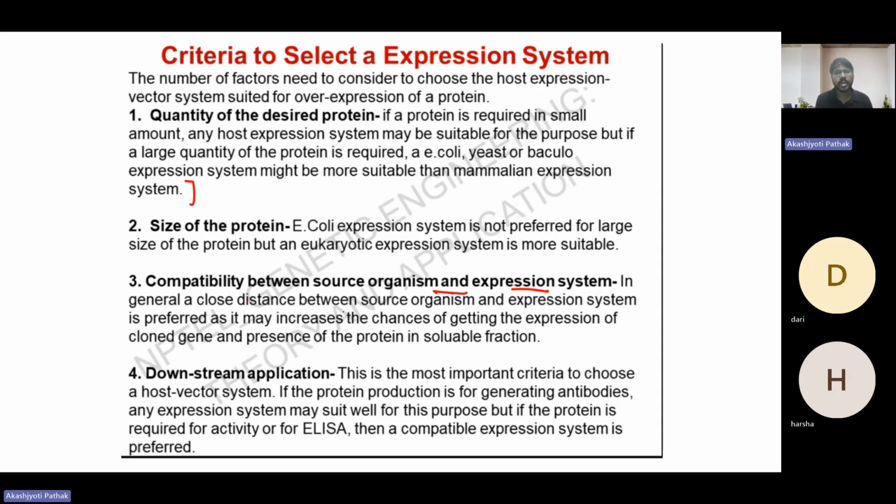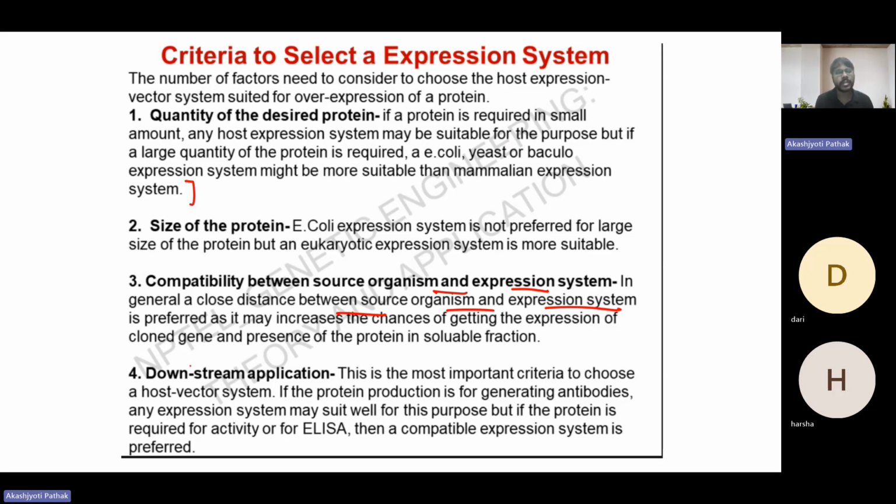Okay, so in general, there should be a close distance between source organism and expression system. That is what I was explaining. If you have a bacterial protein, then you express it in a bacterial host, you will get a very high yield of protein. But if, for example, it is a viral protein and you are expressing it in a bacterial host, then the amount of protein will be less.